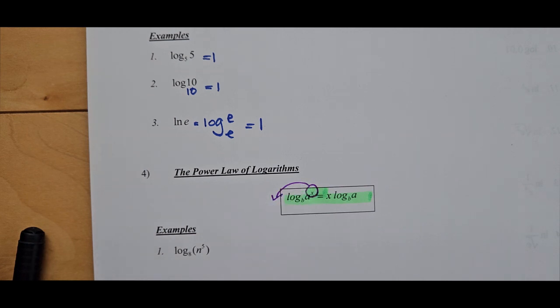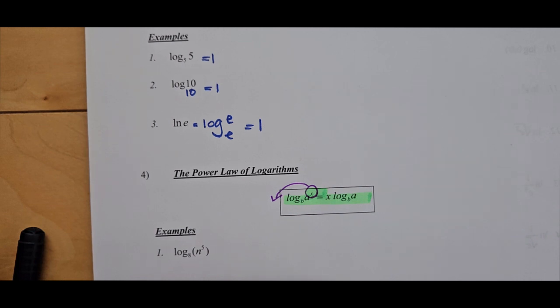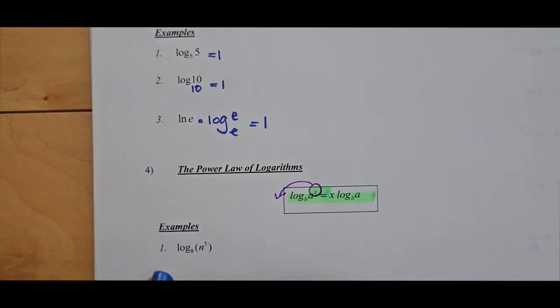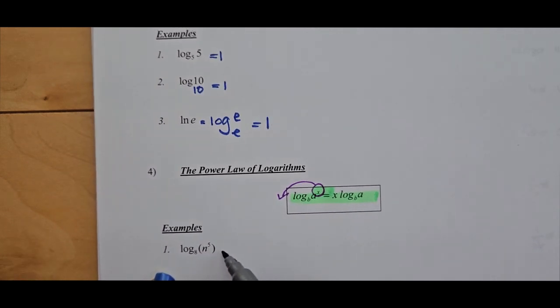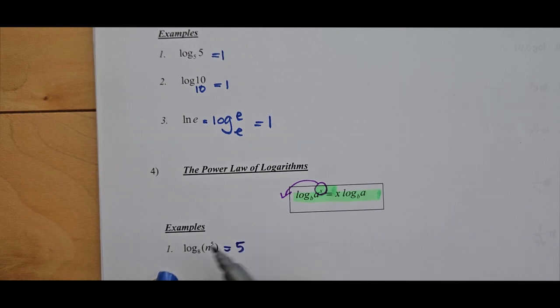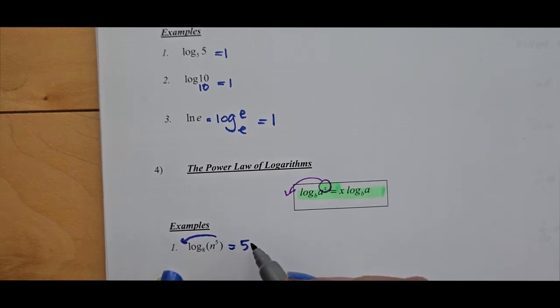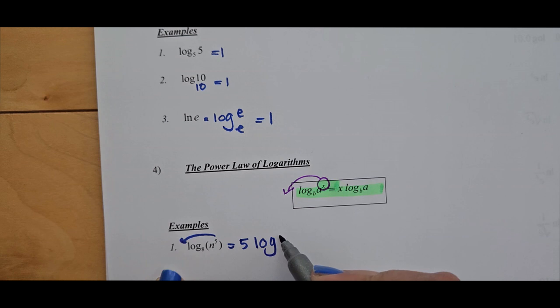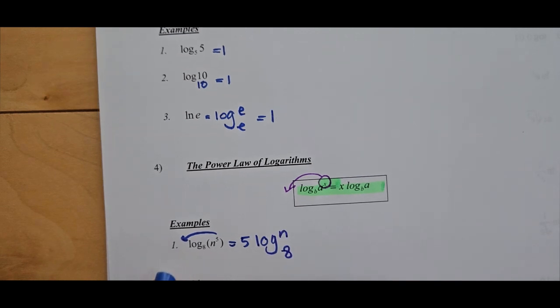Can the power be negative? Yes. Can it be any real number? Yes. Okay? But remember, there is only one term. So here, as you can see here, you can just move the 5 to the front. So that would be 5 times log n to the base 8.